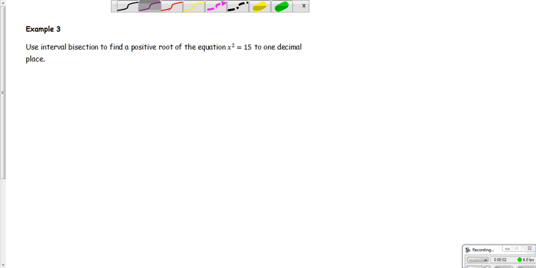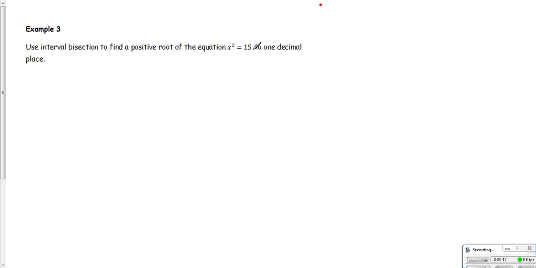FP1 numerical methods, example 3. We've gone from one extreme to another here. Example 2 we really couldn't solve by algebraic methods. Example 3, well, how would you find the positive square root of 15? Well, you'd just use your calculator, wouldn't you?